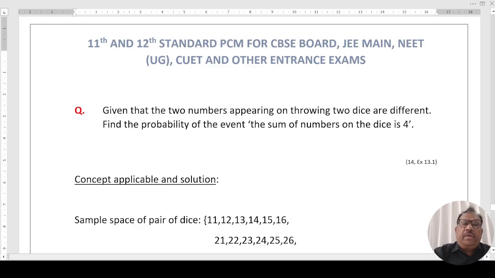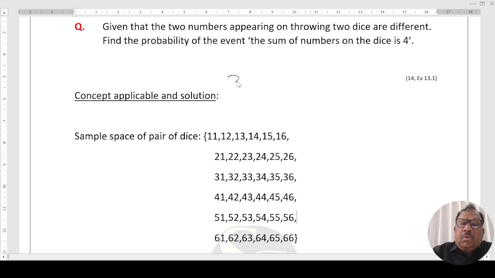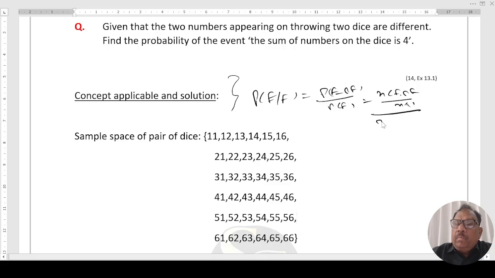The question is: given that the two numbers appearing on throwing two dice are different, find the probability of the event that the sum of the numbers appearing on the dice is 4. In the previous question I discussed the concept applicable here: P(E|F) = P(E∩F)/P(F) = n(E∩F)/n(S) divided by n(F)/n(S), that is n(E∩F) over n(F).